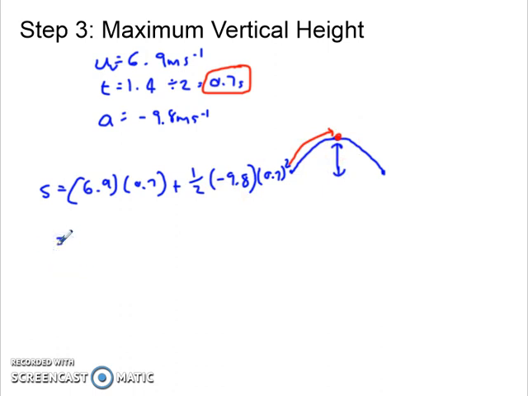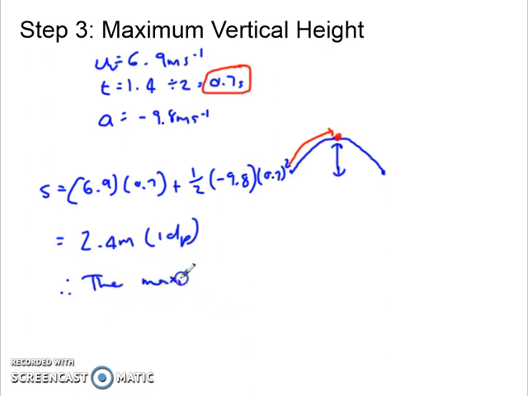So let's go 6.9 times 0.7 plus 0.5, or a half, times negative 9.8 times 0.7 squared, and I got 2.429. I'm just going to round it to 2.4 meters if I do it to one decimal place. Therefore, the maximum height the rocket reaches is 2.4 meters.